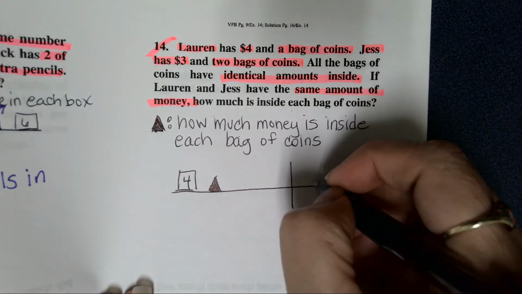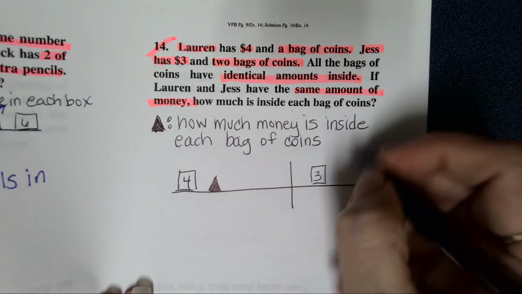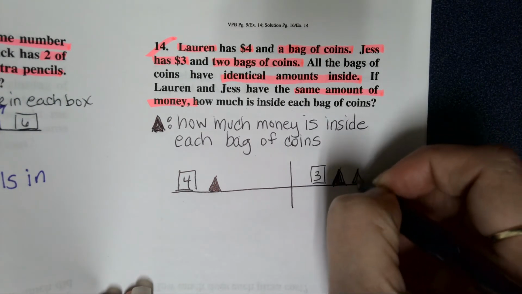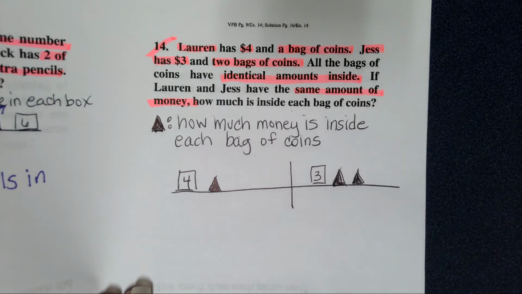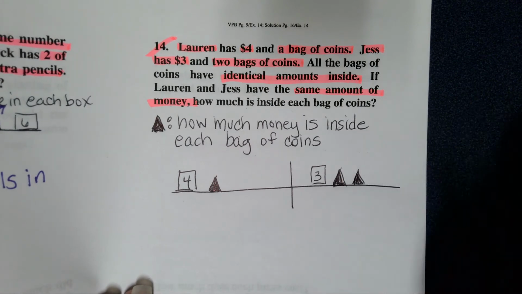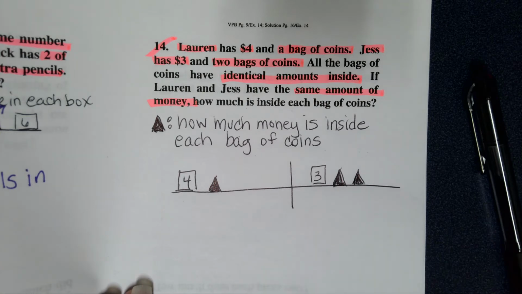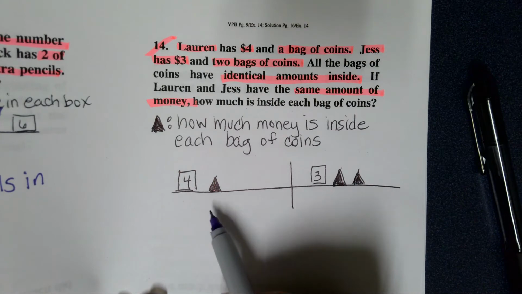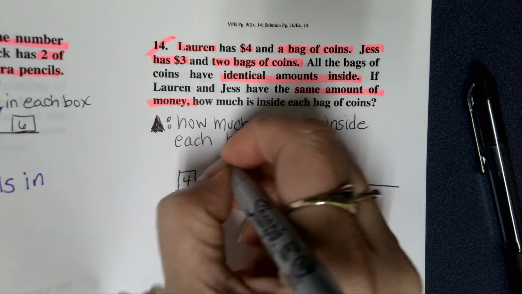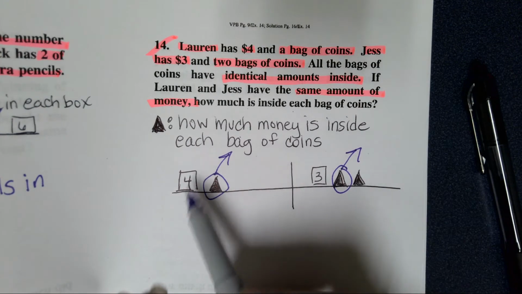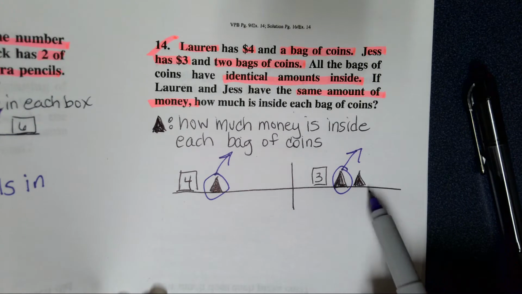And Jess has $3 and 2 bags of coins. So 2 bags of coins are 2 pawns. So let's solve. We have 2 pawns on the right and 1 on the left. So let's get rid of the 1. If we take off 1 here, we're going to take off 1 here. So that leaves me with 4 equals 3 plus pawn.